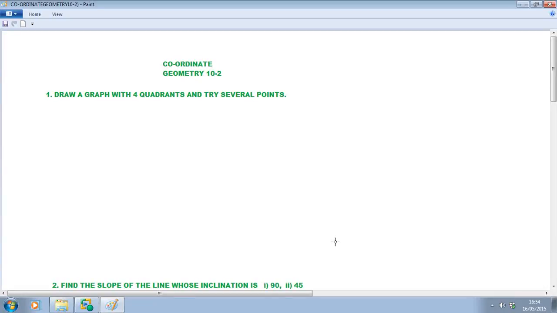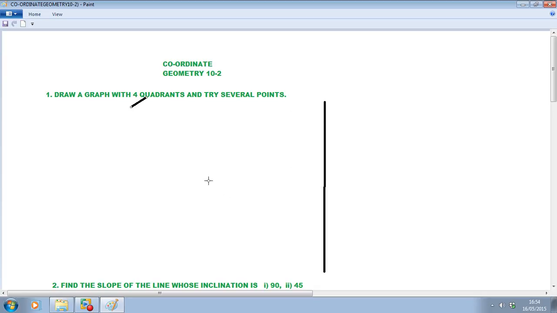Welcome to our next lesson, coordinate geometry. So we will see the basic points, how to draw a graph, how to represent various points. So how do we draw the graph?